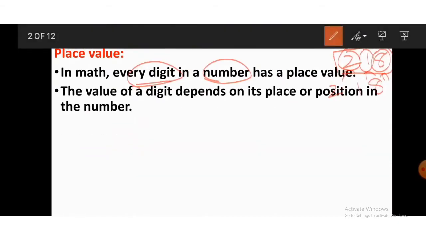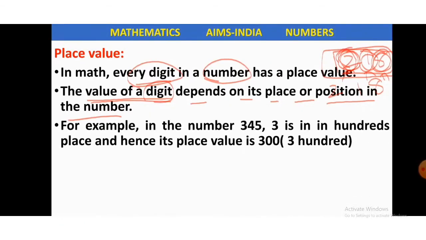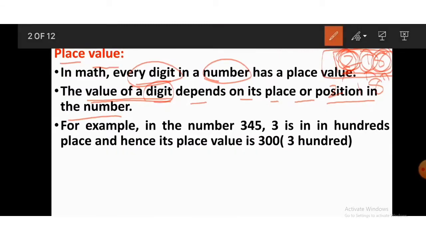The value of a digit. The value of what? The value of a single individual digit depends on its place or position in the number. Which are the digits in this? 2, 1 and 8 are digits. Right, children? Yes. The value of a digit depends on its place or position in the number. Which is called what? Place value. See, value depends on place. Value depends on place, hence it is called place value.